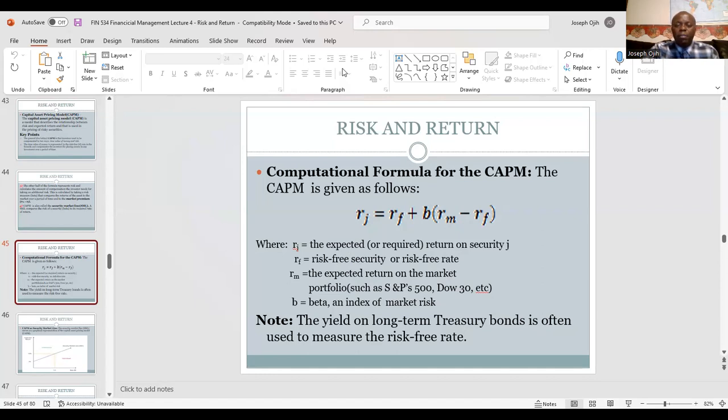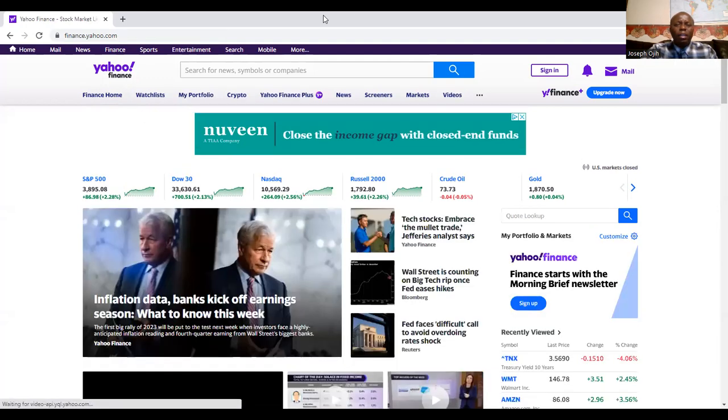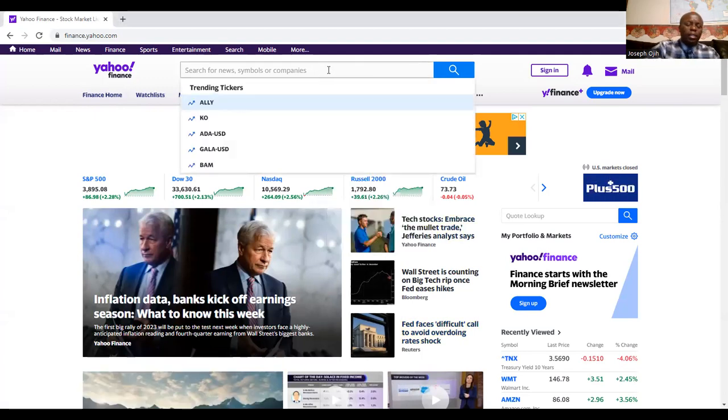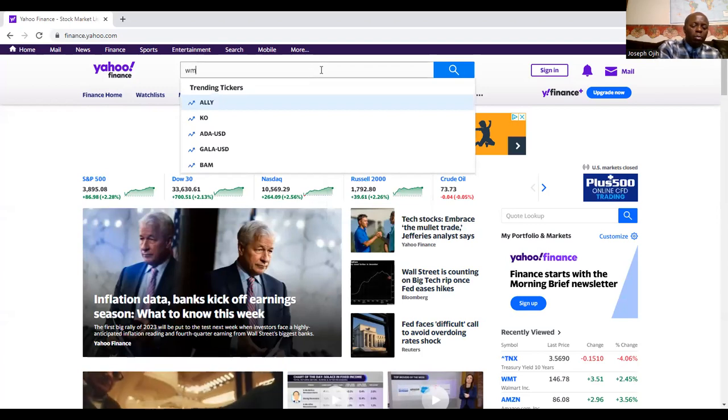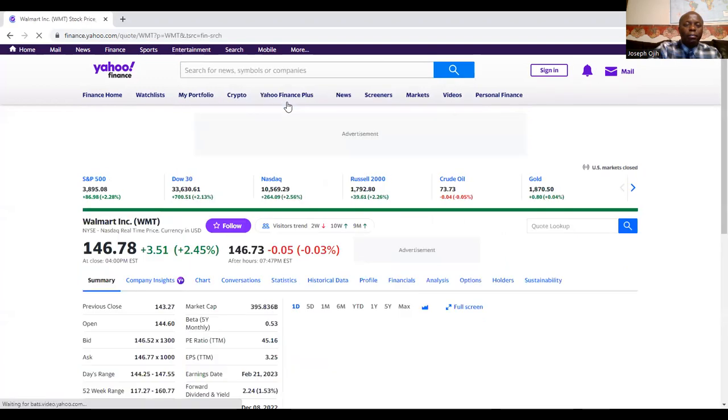Now, in my previous lecture, I explained the meaning of beta. In the lecture that I will deliver after this one, maybe tomorrow or next, I will show you how to calculate beta. However, for most stocks, the beta is actually on some website like Yahoo Finance. I'm going to use Walmart as an example. Suppose I use WMT for Walmart, and you can look at the beta where it is located.